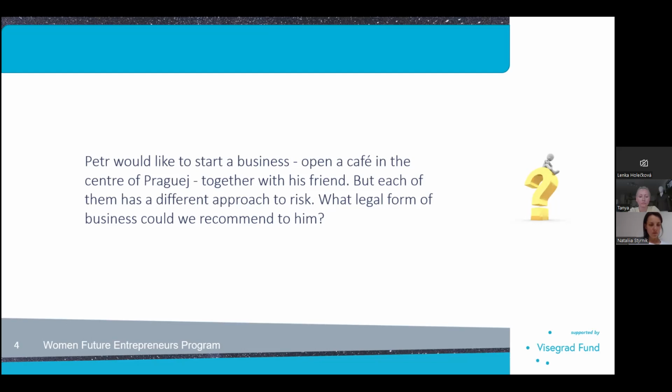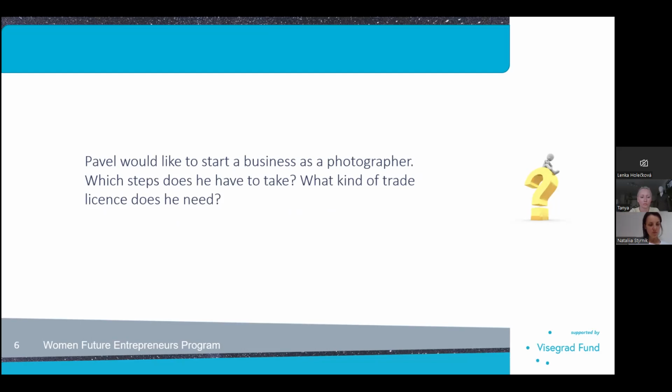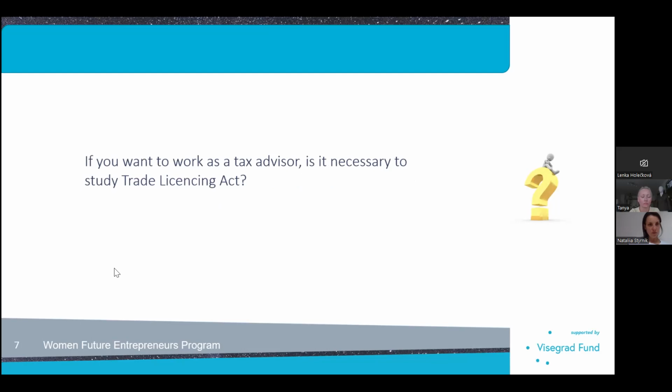It means komanditní společnost in the Czech language. Společnost komanditní, there are two companions and each of them has a different approach to risk. So there are more options. And now let me switch to the next slide. Yes, we have here the next question.